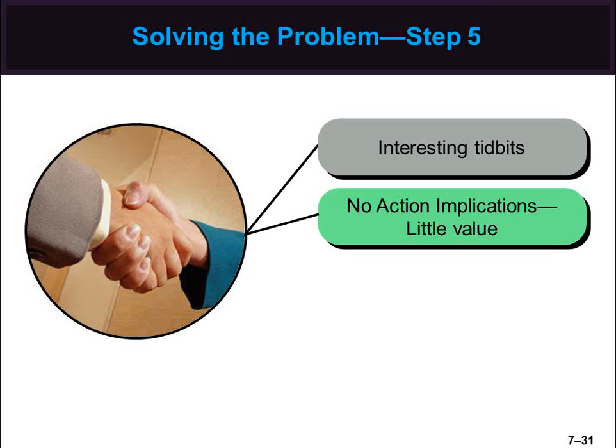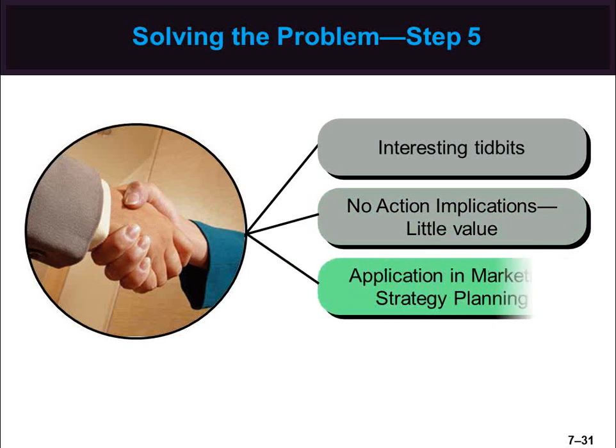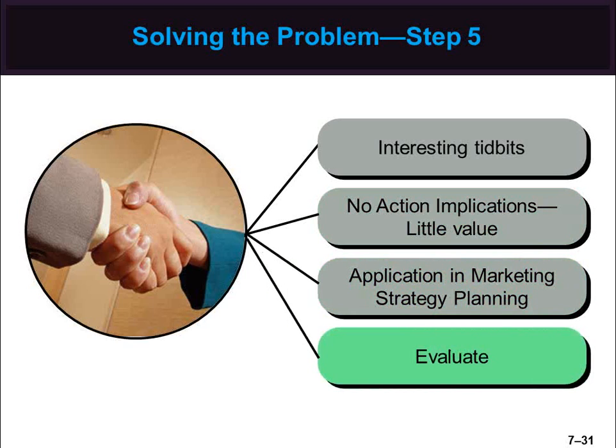When the research process is finished, the marketing manager should be able to apply the findings in marketing strategy planning, the choice of a target market, or the mix of the 4 Ps: product, price, place, promotion. If the research doesn't provide information to help guide these decisions, the company has wasted research, time, and money.